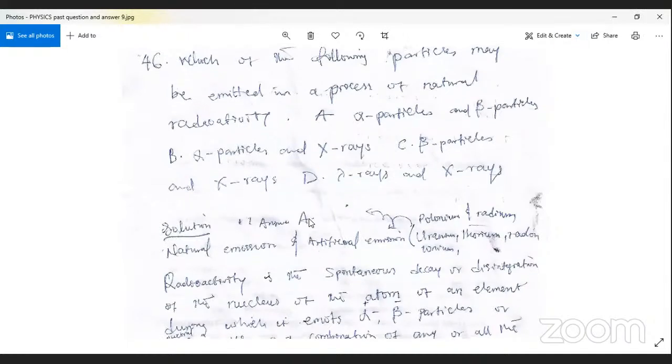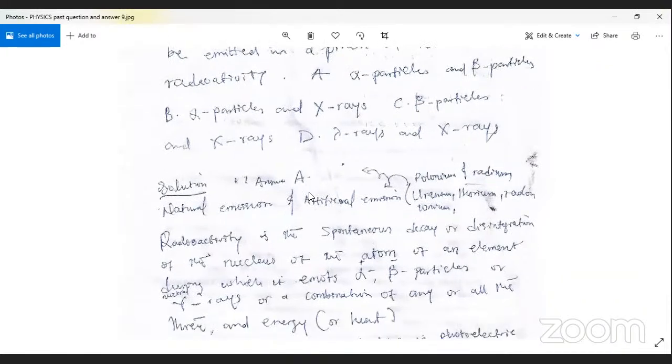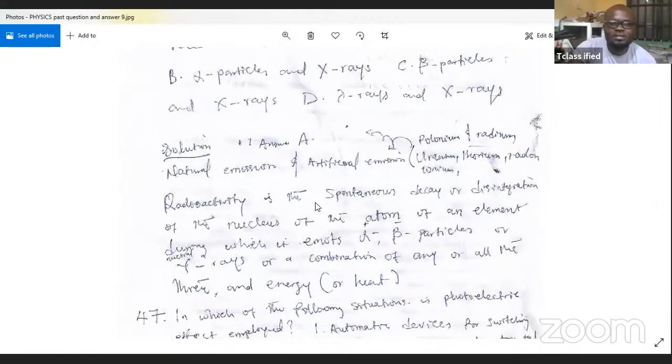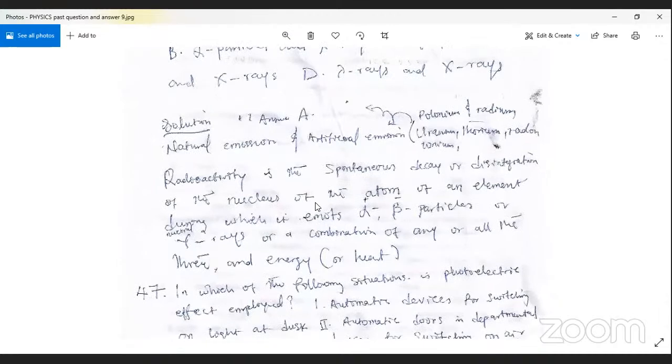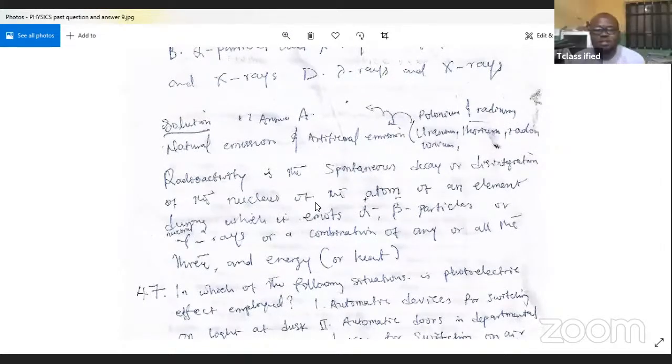Alpha and beta, okay. That's true. We did this one too. Yes, natural emission. Radioactivity is the spontaneous decay or disintegration of the nucleus of atoms of an element during which it emits alpha, beta, and gamma rays, or a combination of any or all of the three, and energy as heat as well. So you can see alpha and beta particles cover what we want.